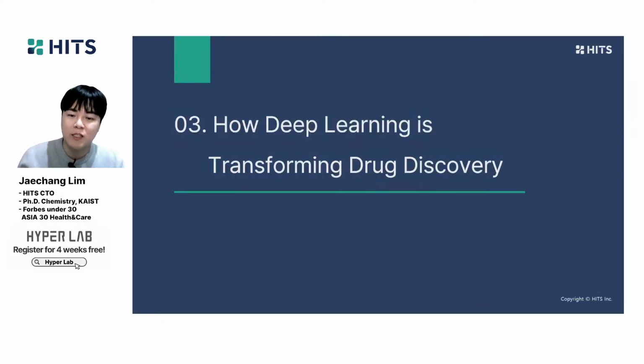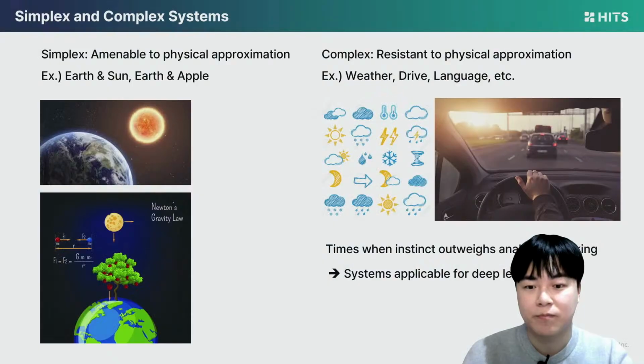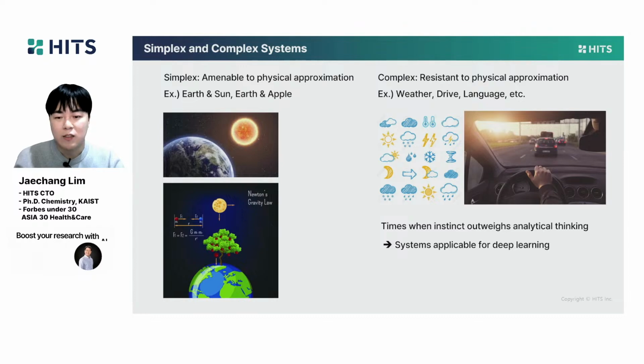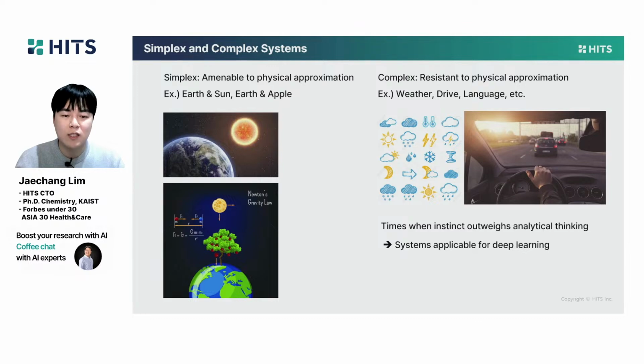So far, I've explained the basic principles of deep learning and its application cases. So now, based on these principles, I will discuss why deep learning is suitable for biodrug development. So when we talk about learning, we can think of two main approaches. One is predicting based on mathematical and physics principles, and the other one is predicting through intuition.